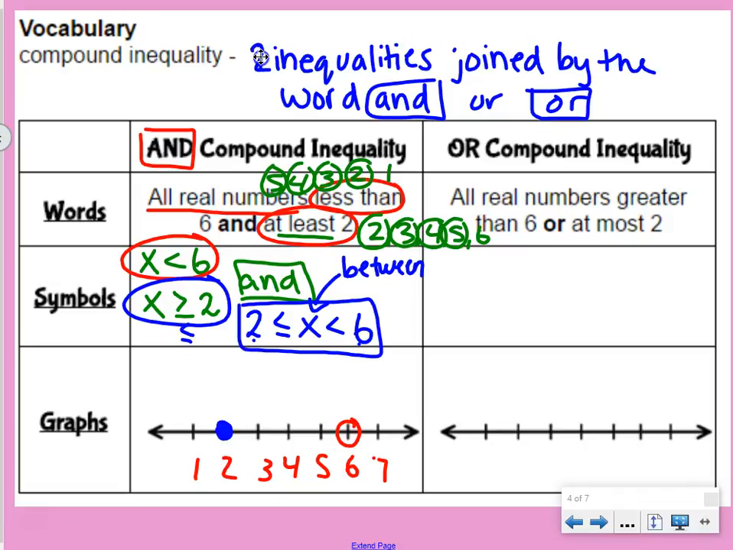And then we want to shade in between them because we're less than 6. So less than 6 would go this way to your left. And greater than 2 would go to our right. So we're shading right there in the middle of the two.